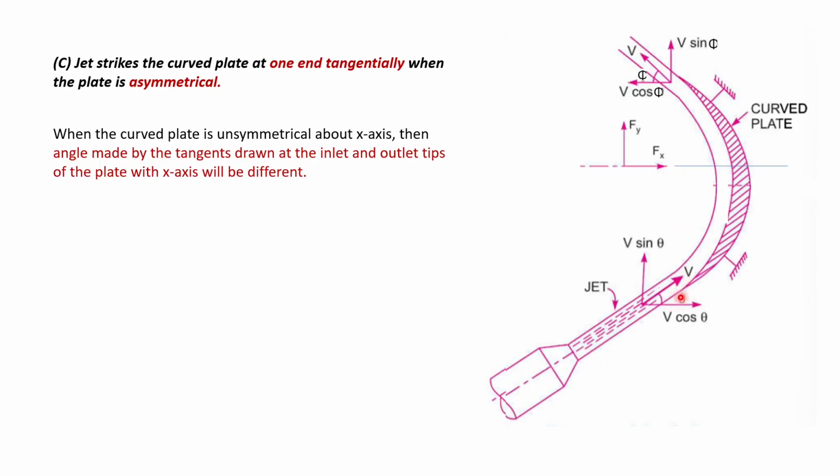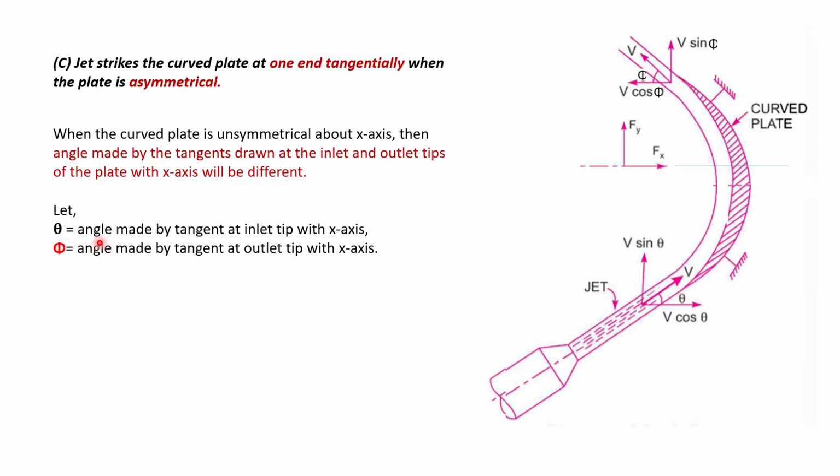If the inlet angle is theta, then the outlet angle will be phi. It will be a different angle than theta. So theta is the angle made by the tangent at the inlet tip with the x-axis, and phi is the angle made by the tangent at the outlet tip with the x-axis. Now we want to find the values of Fx and Fy. Fx is the force exerted in the direction of the x-axis and Fy in the y-axis.